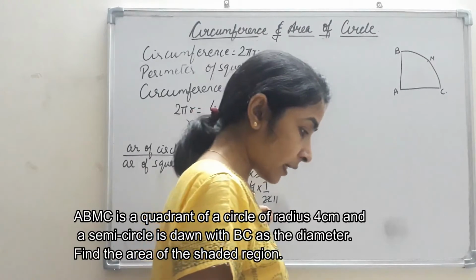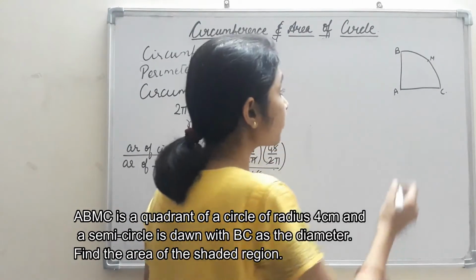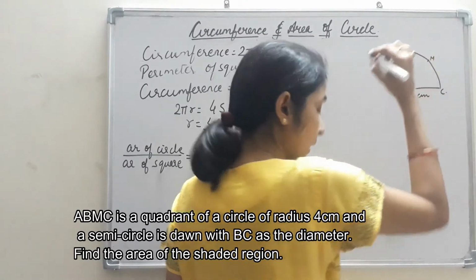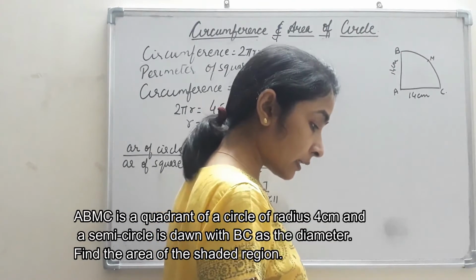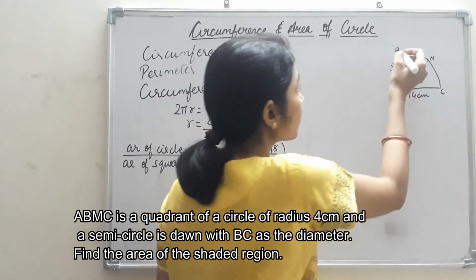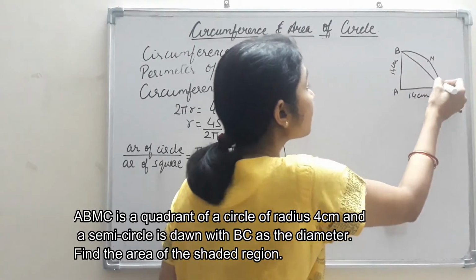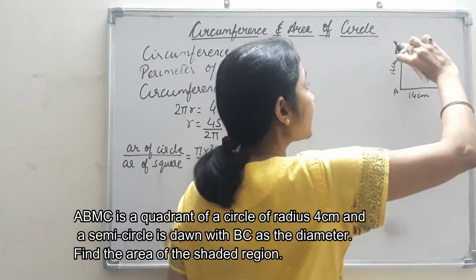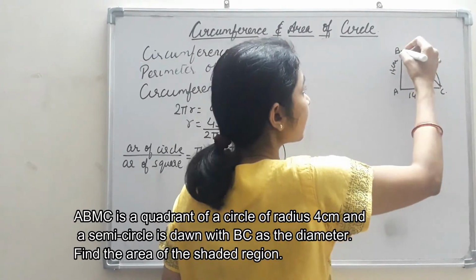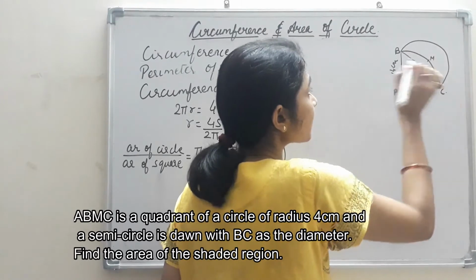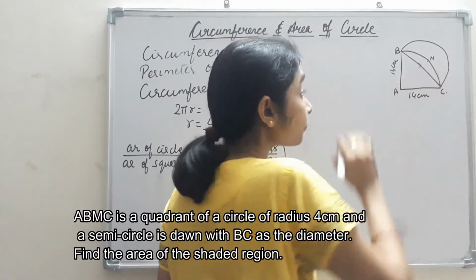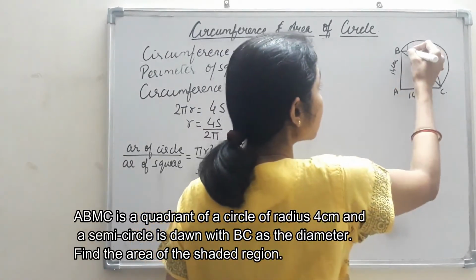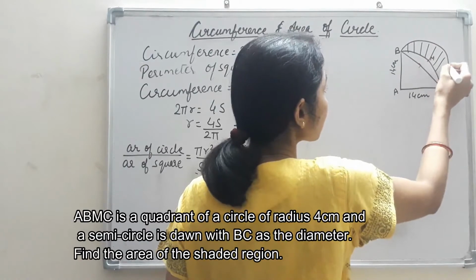Now next, what we are given is a circle of radius 14 centimeters. So this is 14 and this is also 14. A semicircle is drawn with BC as the diameter. So this is BC, and with BC as the diameter, the center is somewhere here in between. We have drawn a semicircle here. Now we are supposed to find the area of the shaded region. That means this region's area we are supposed to find.